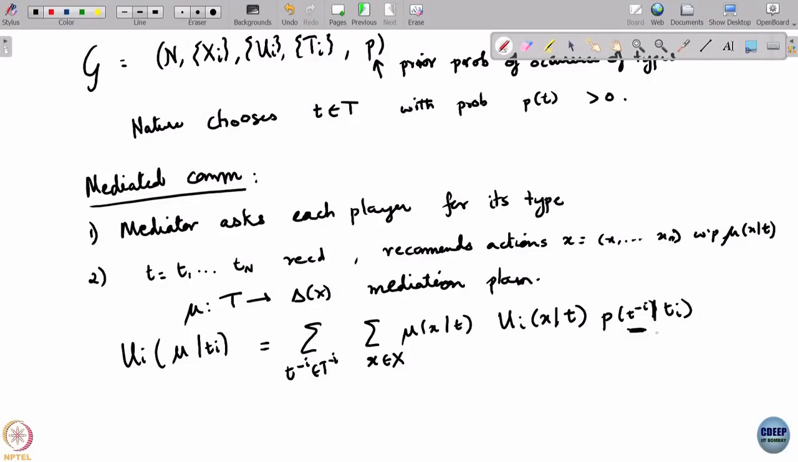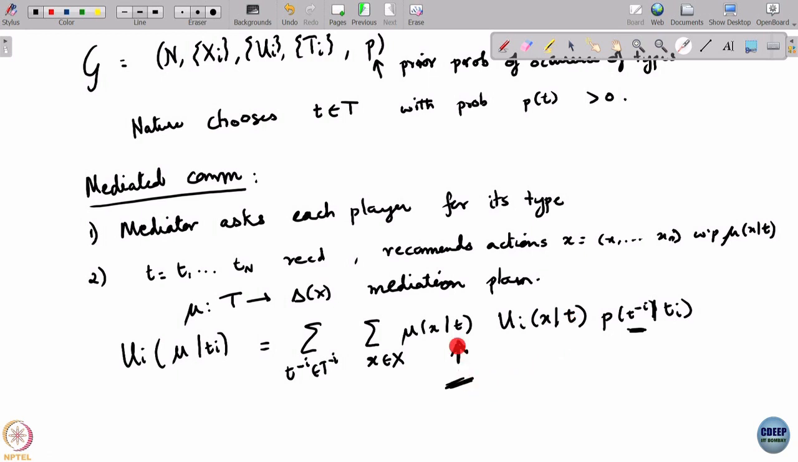The types of other players are t minus i, correct, but there is something more. I have a t minus i here in this probability. Why? Because that is the probability with which the types of the other players have been realized. There is a t minus i sitting here also, as part of this t. Remember, this is the reported type and this is the true type. The true type occurs with probability p of t minus i given ti, and that will affect your utility.